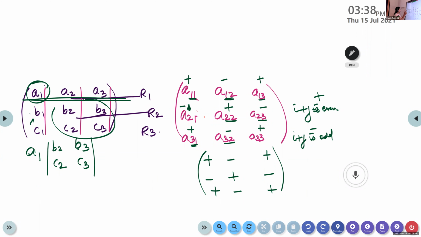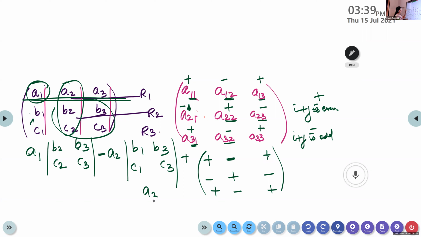Now take the next element. For the next element, what is the position sign here? Minus. A2 into, leave this row and column. So we get the determinant B1, B3, C1, C3. Plus, for the next one, it is plus. What is the next element here? A3. Leave this row and column. We get B1, B2, C1, C2.